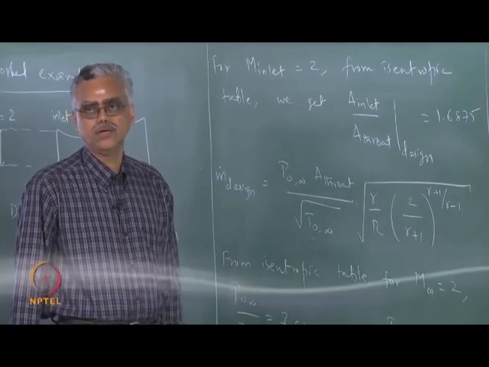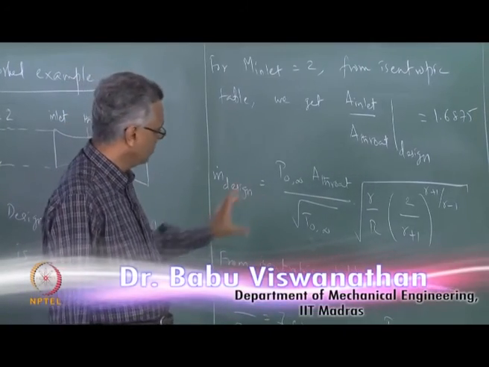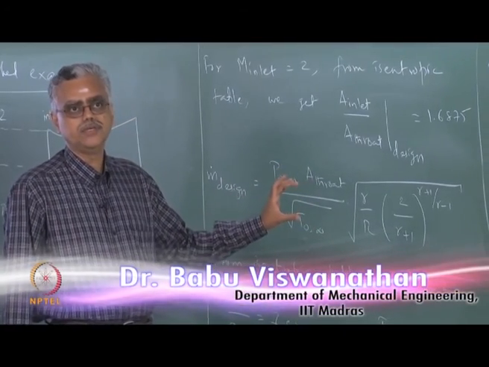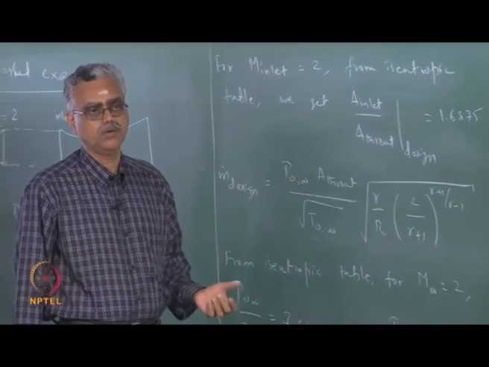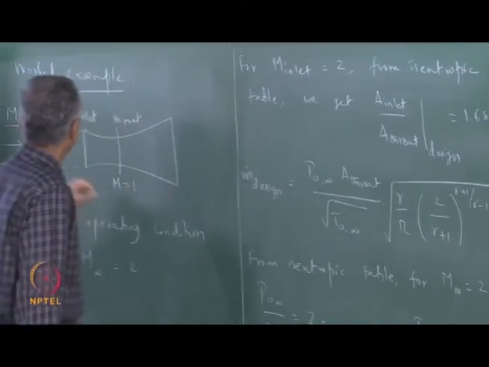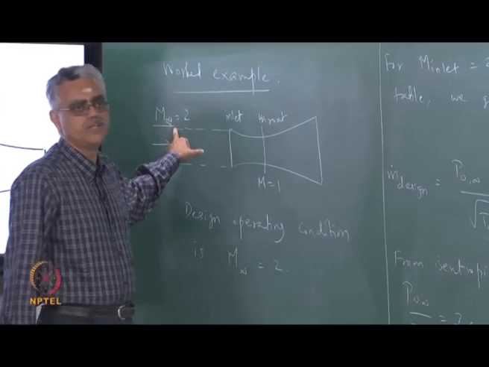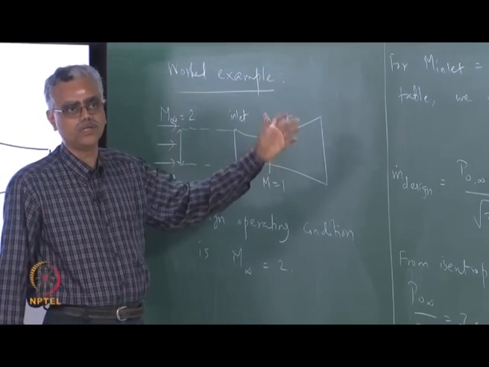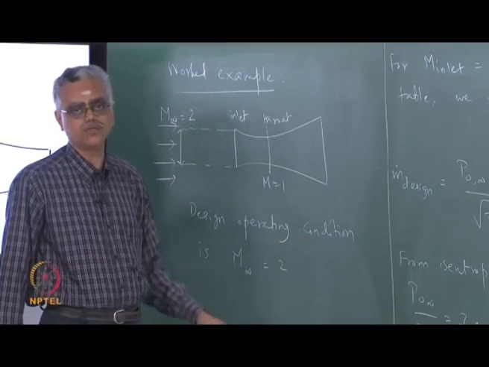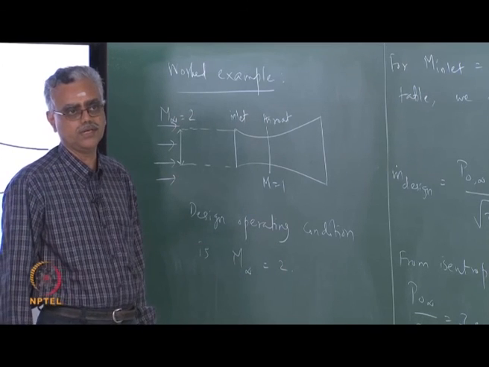What we will do in the next class is see how these quantities change when we change to an operating Mach number of 1.5. So, when m infinity instead of being 2, becomes 1.5, how do these quantities change and how does the performance of the intake also change? That is what we are going to look at in the next class.